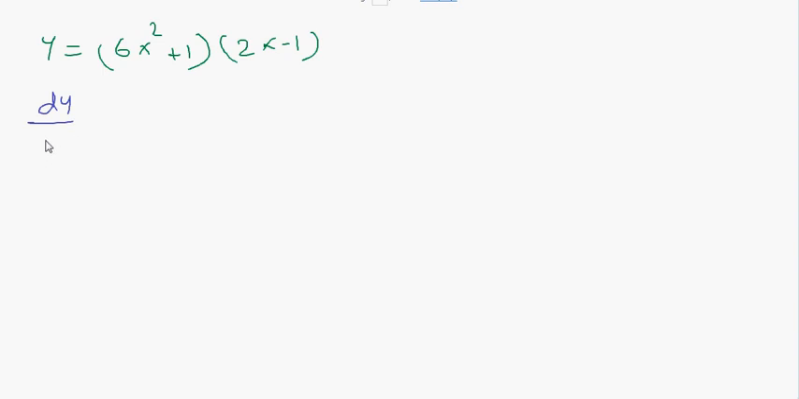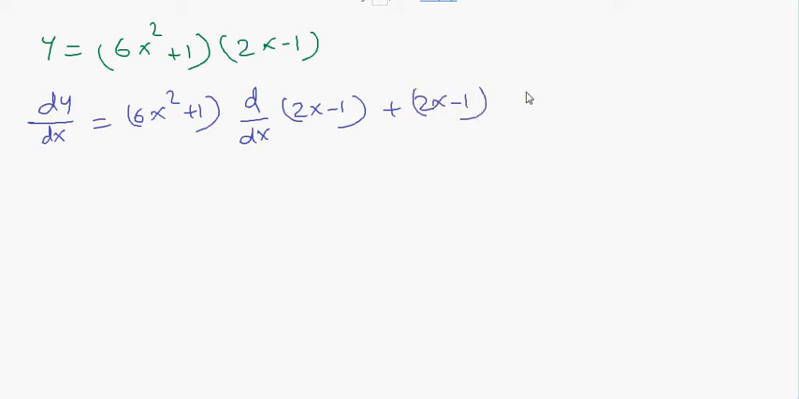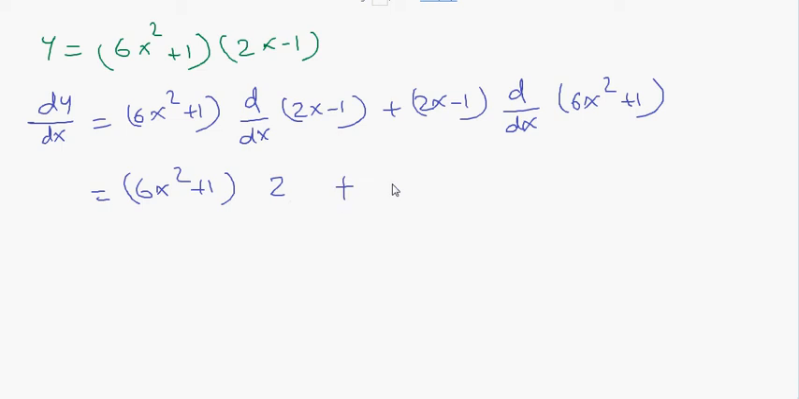The derivative of the function y, dy over dx, is equal to the first function times the derivative of the second function plus the second function times the derivative of the first function. That gives you 6x squared plus 1 times the derivative of 2x minus 1, which is 2, plus 2x minus 1 times the derivative of 6x squared plus 1, which would give you 12x.